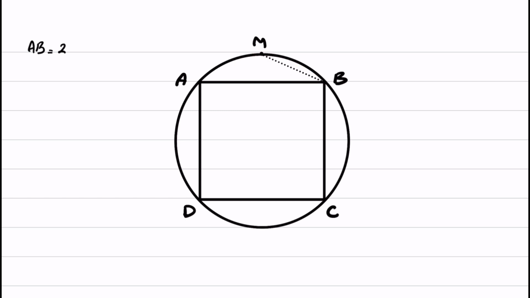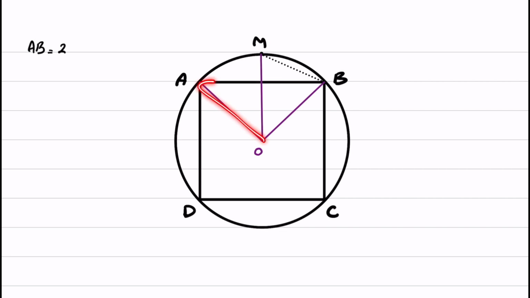To start the solution, first I'm gonna call the center of the circle O. In the next step, I'm gonna add a line segment connecting M to O. Next, I'm gonna connect O to B and O to A as well.